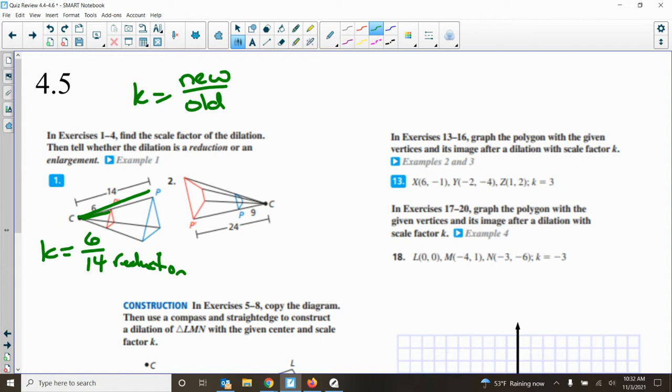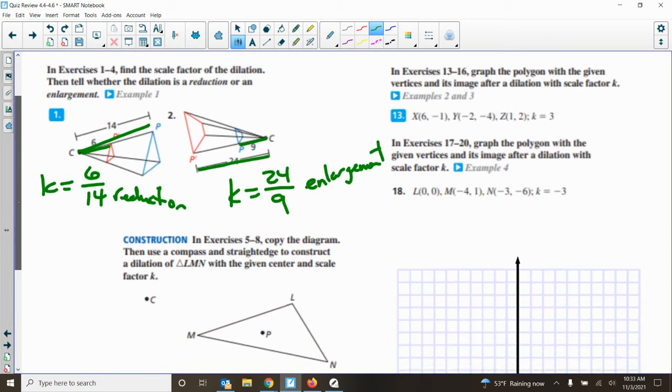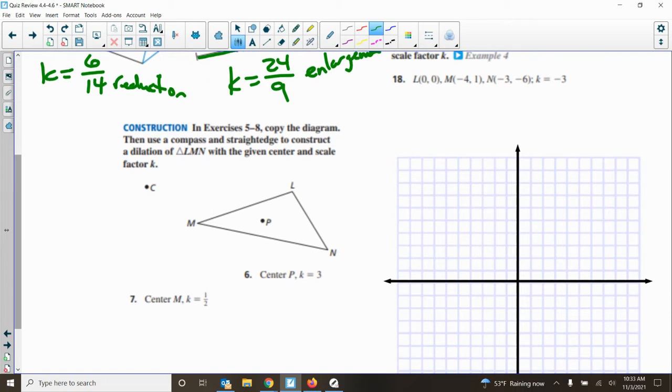Number 2, new length looks like it's 24. Old length looks like it's 9. Again, it's new over old, so it's 24/9 for the scale factor. And in this case, this is an enlargement. No big deal there.